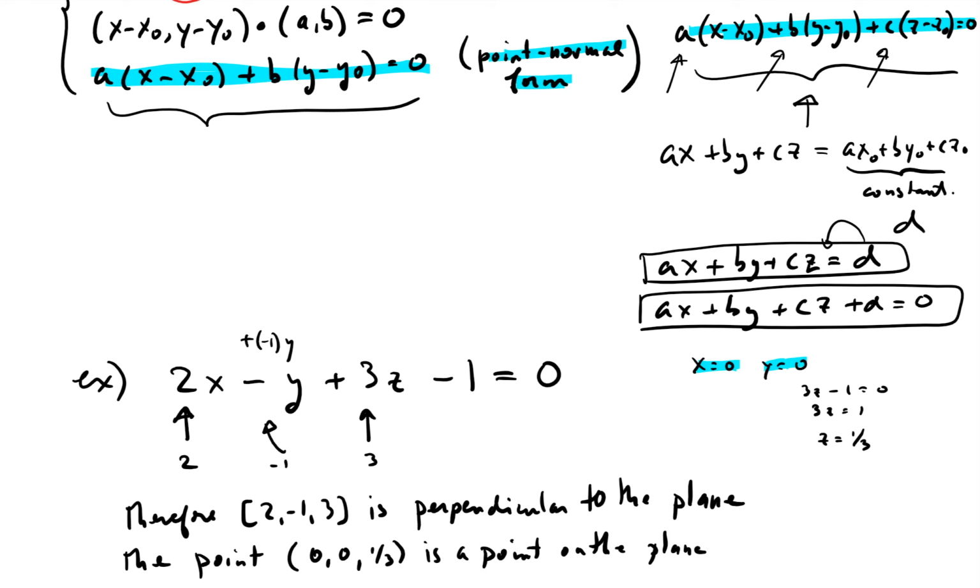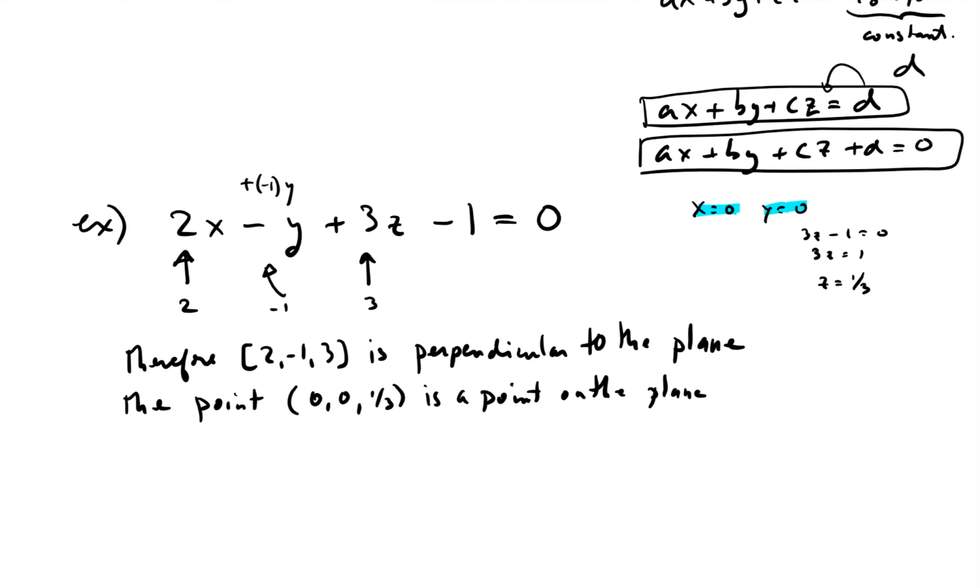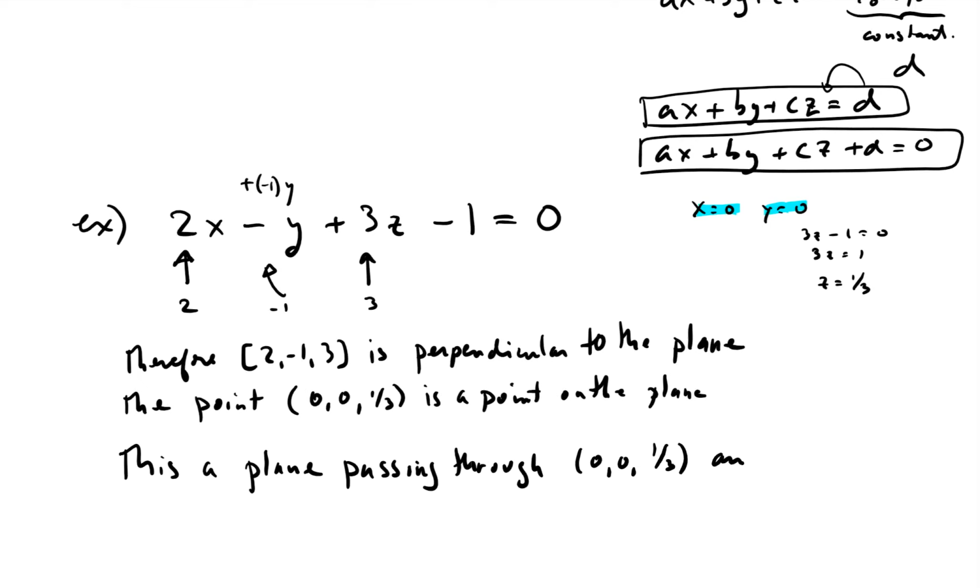So what I have here is really, I've got my n and my p0. So this is a plane passing through (0, 0, 1/3) and perpendicular to n, which is (2, minus 1, 3).